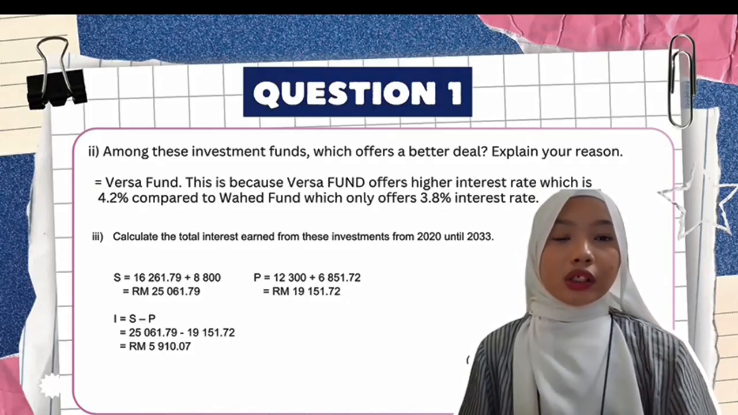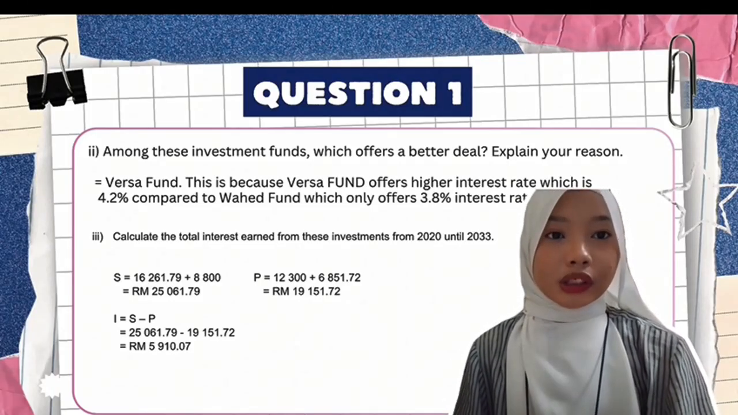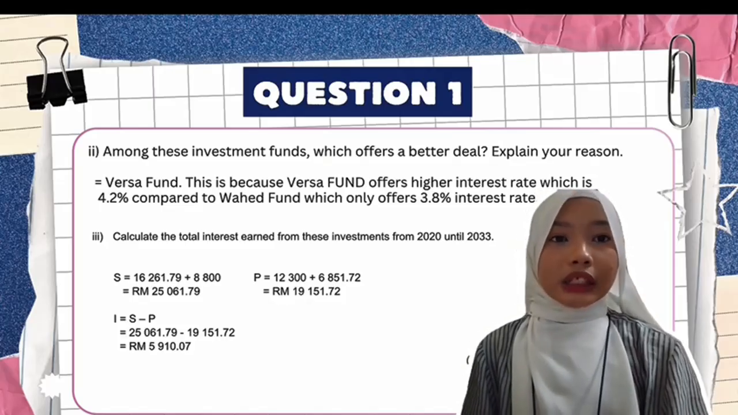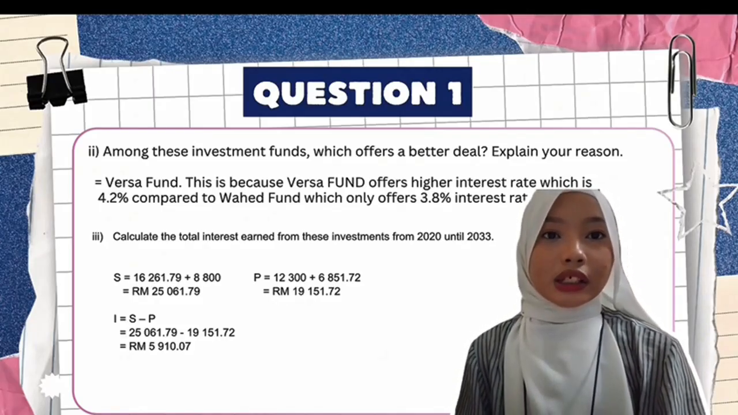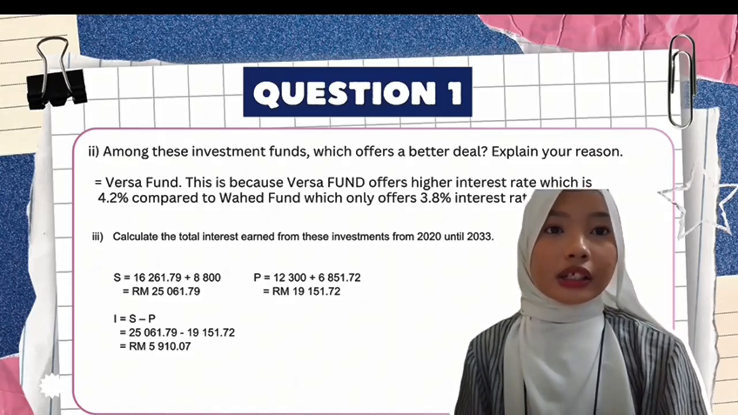Finally, we can find the total interest. So the total interest equals 25,061 ringgit 79 cents minus 19,151 ringgit 72 cents. So the total interest is 5,910 ringgit 7 cents.